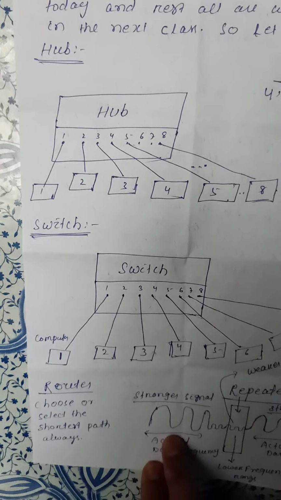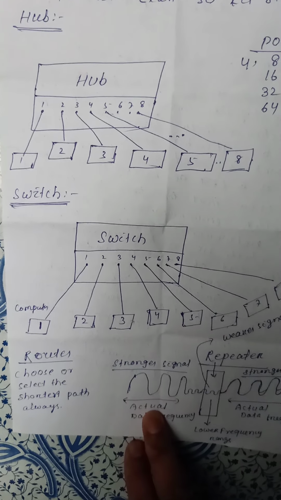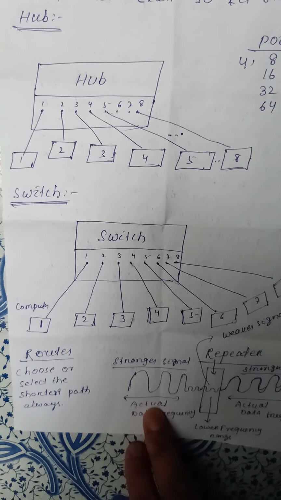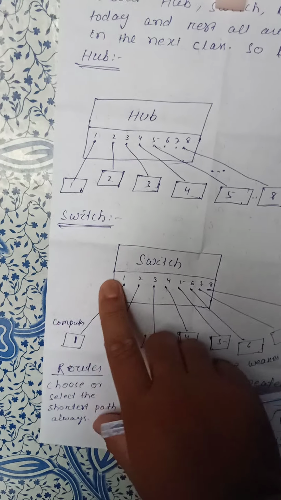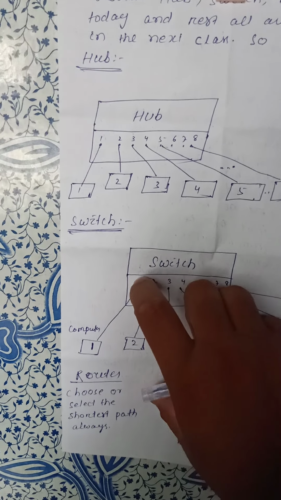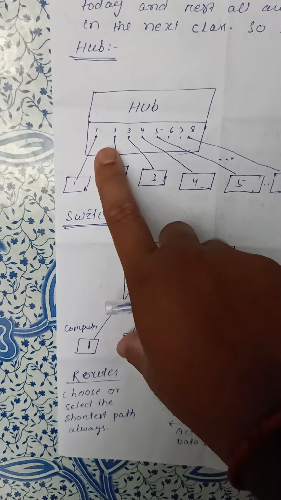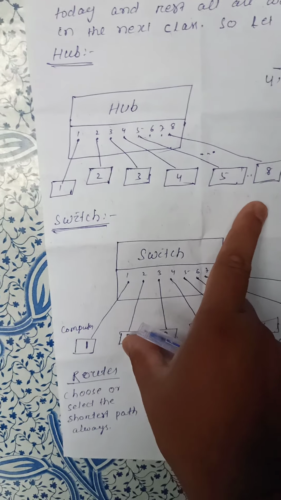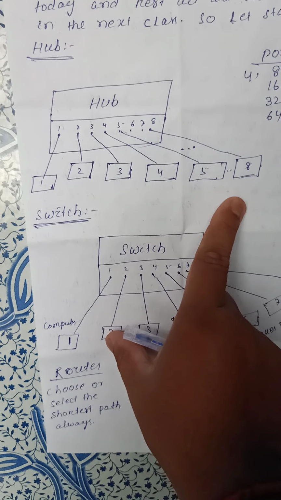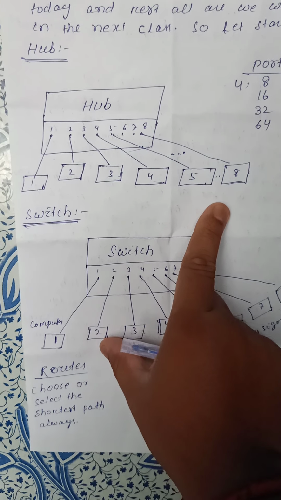A hub is a networking hardware component which is able to transmit data from one computer to another computer, and it also allows connecting a number of computers simultaneously. In this example you can observe how many ports there are. There are 8 ports, so with the help of 8 ports, 8 computers can be connected simultaneously. Not only computers, we can also connect a printer according to our requirement.